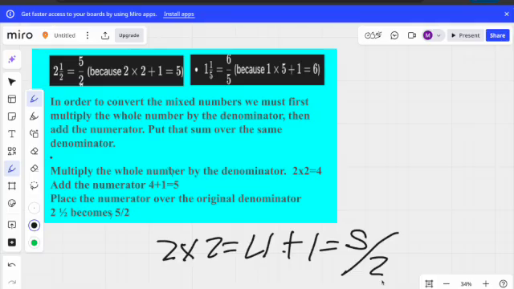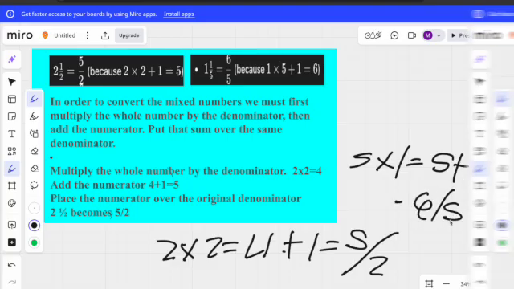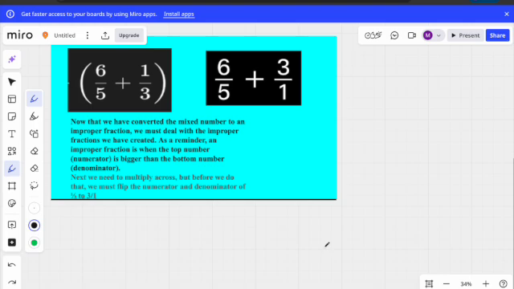We will go ahead and do the same with the other portion of the problem. We have a 1 1/5. We're going to take that and multiply 5 times 1, which equals 5. Add the 1, which then gives us 6 over 5. Now we have converted our mixed numbers to improper fractions.